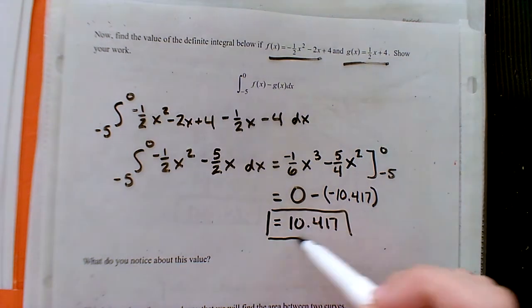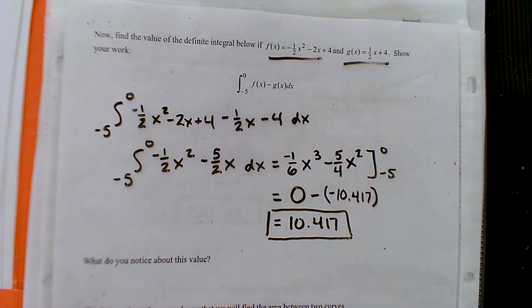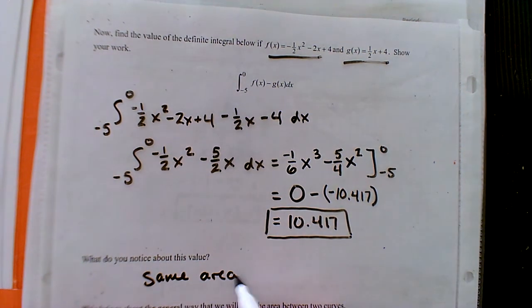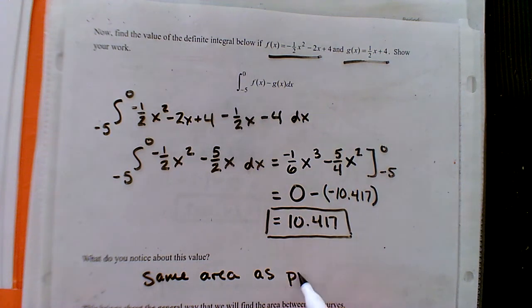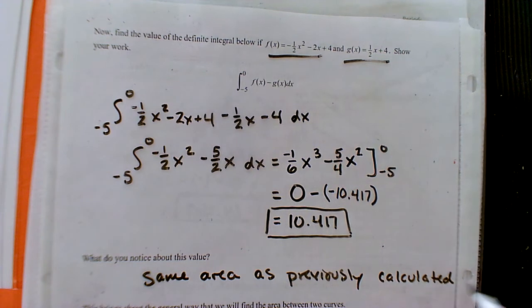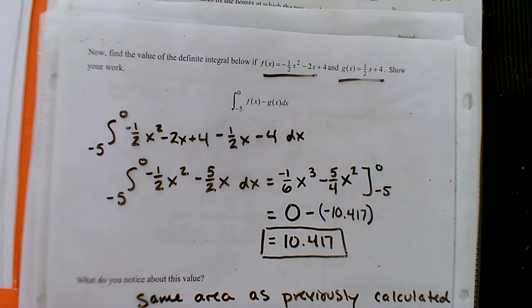What do you notice about this number? Same. It's the same area as previously calculated, okay? So notice how instead of having to solve 2 individual integrals and then subtracting their values, we can simply solve 1 integral to get our final answer.